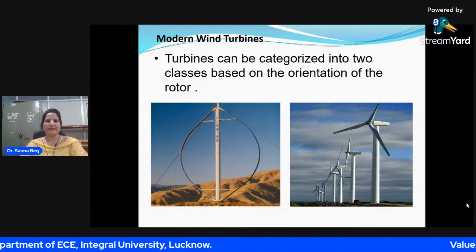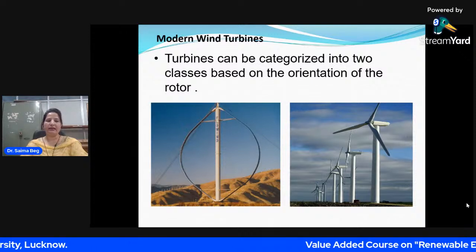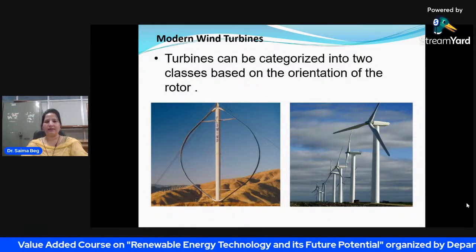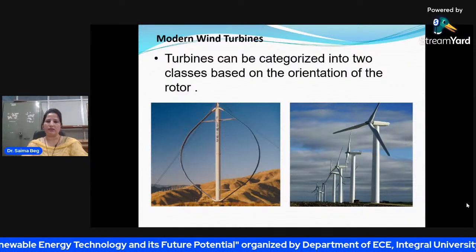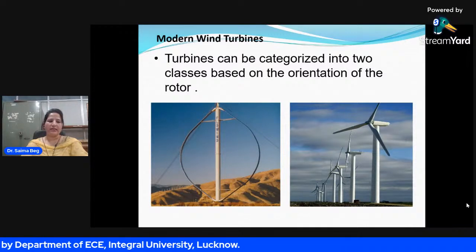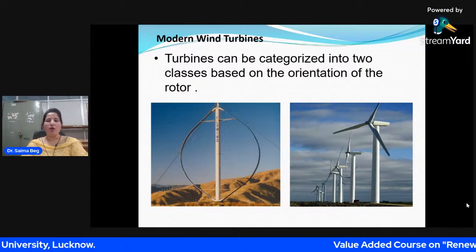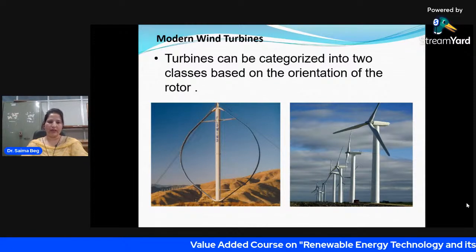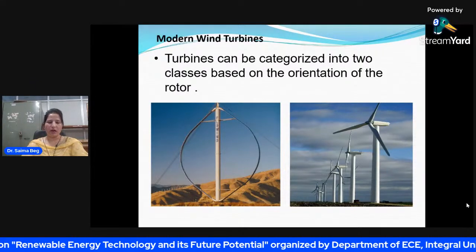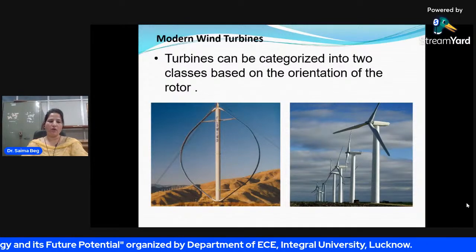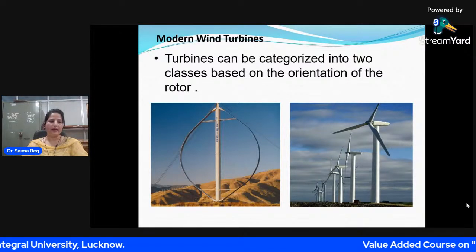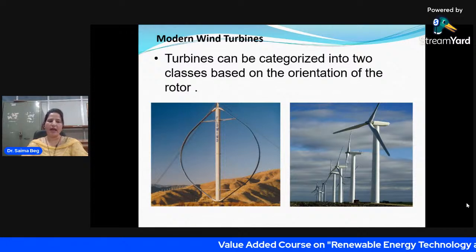These modern wind turbines can be categorized into two classes: vertical axis turbines and horizontal axis turbines. In the first picture we have a vertical axis turbine, and the second picture is of a horizontal axis turbine. From the picture, we already see that the vertical axis turbine is omnidirectional, meaning it accepts the wind from any direction. This is the advantage of the vertical axis turbine. The components can be mounted at ground level, which means it is easy to service, and it has lighter weight towers. The next advantage is that it can theoretically use less material to capture the same amount of wind.